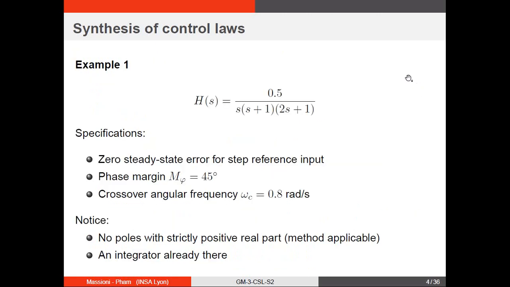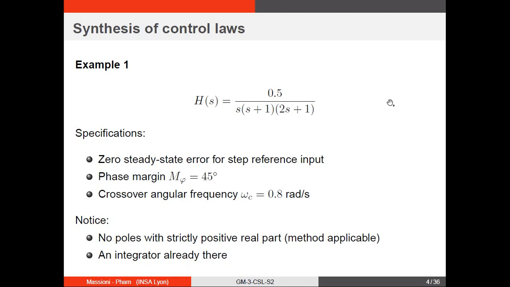Well, let's see with an example which makes everything clear. So we have this transfer function over here. The specifications are 0 steady state error for a step reference input, phase margin 45 degrees, crossover angular frequency 0.8 radians per second. There are no poles with strictly positive real part. As you can see here, the poles are -1 and -0.5, so the method can be applied. You have also pole in 0, which doesn't bother us, and this pole in 0 is actually an integrator already there, so with respect to the steady state error, you might know that, well, that helps.